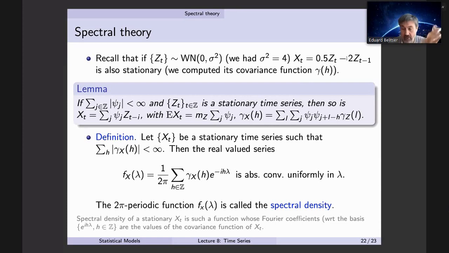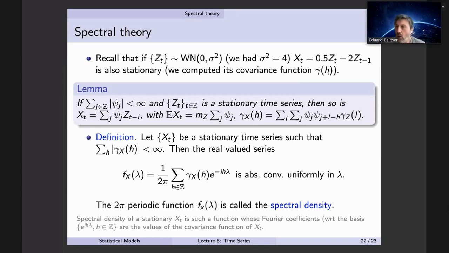We just say, okay, this is some process, which is just a linear transformation of our white noise process. And we actually computed, we saw that it has a covariance function which doesn't depend on t. And of course, the expectation is 0, it's clear. But most importantly, that covariance function doesn't depend on t. So that means it is stationary also.